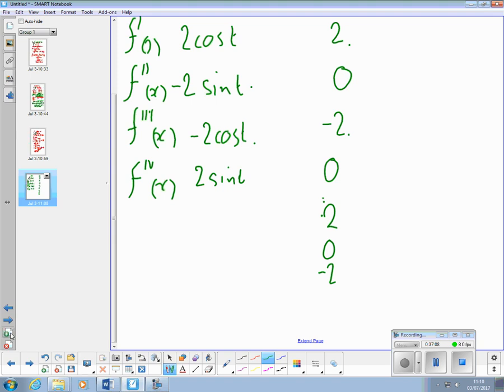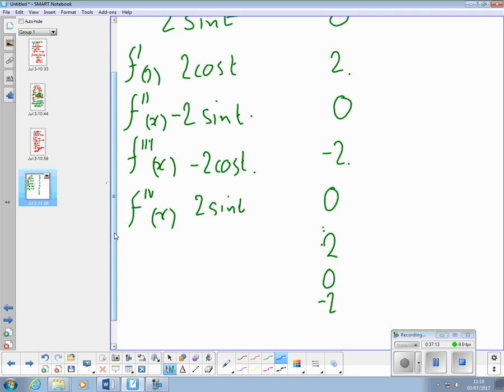And we're being asked for the first 4 non-zero terms. 1, 2, 3, 4. Did I ask for the first 4 or first 3 non-zero terms? First 4 non-zero terms. So we've got 2 times the first differential, minus 2 times the third, that'll be 2 times the fifth, and minus 2 times the 7th differential.